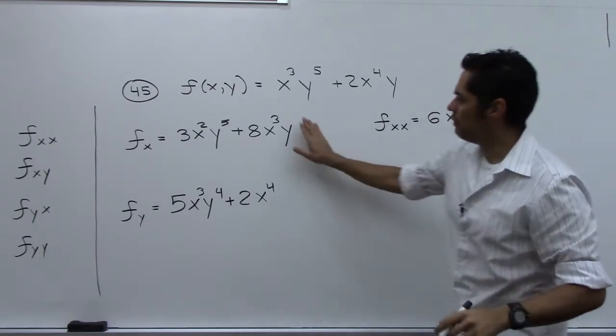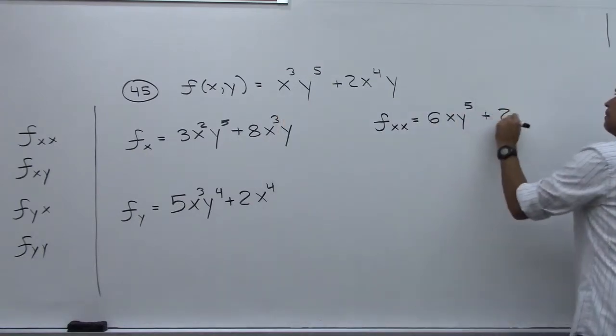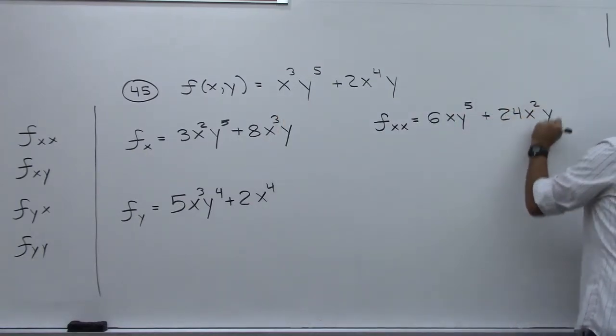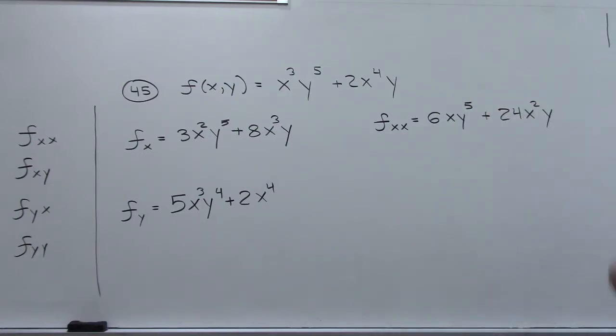Plus, again, cover up the y here. Derivative of 8x cubed is 24x squared. But I still had the y because it was a constant. So that's my second partial that I'm trying to find.